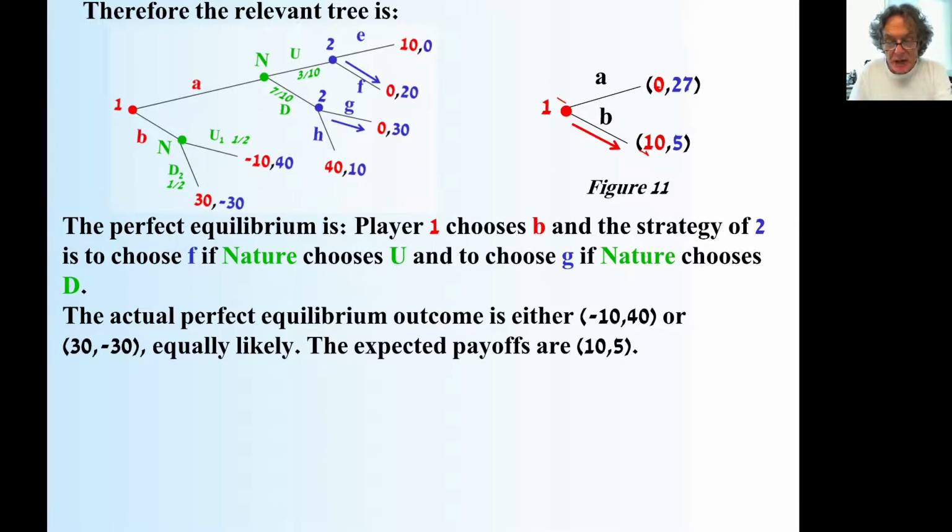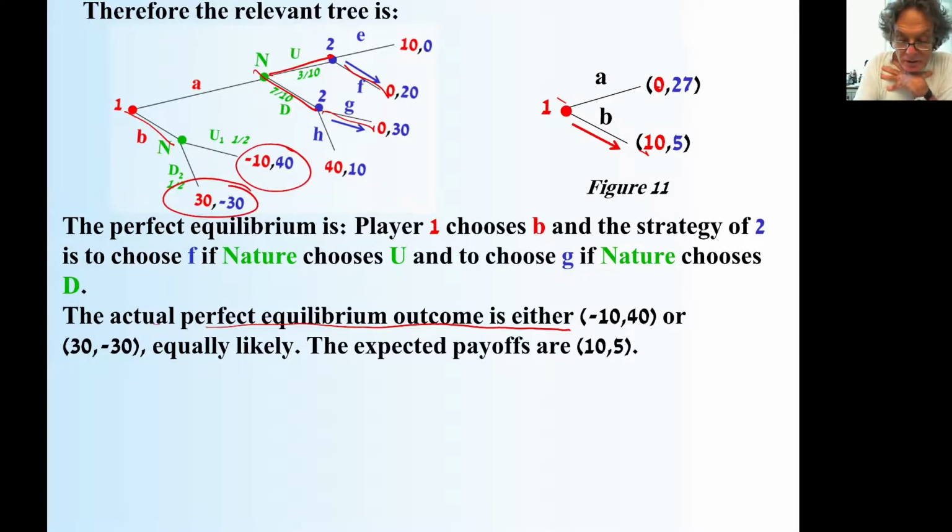If nature chooses up, you choose F, and you choose G if nature chooses down. The actual perfect equilibrium outcome, because what happens when he goes B? Actually, what will happen is that either the outcome will be this or the outcome will be this. However, the expected payoff is 10, 5.